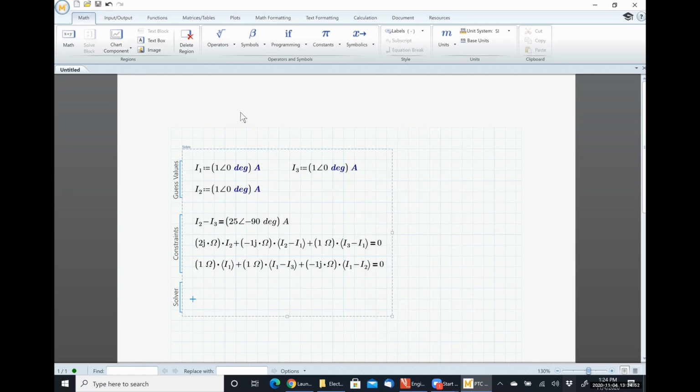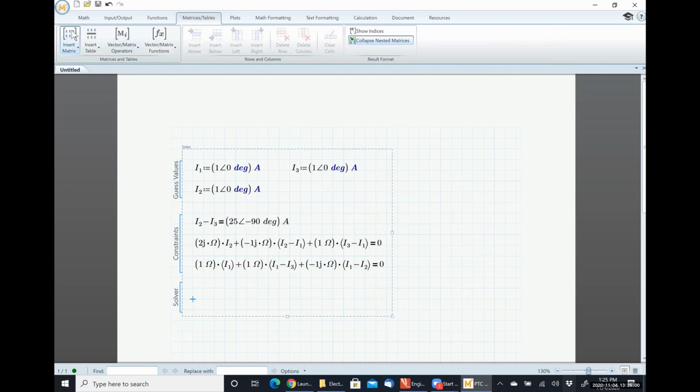We shouldn't get any errors. All right, so now what I'm going to do here is I'm going to drop in a matrix. You don't necessarily have to do this step. I'll explain why I do it momentarily. So I'm going to put I1, I2, and I3 here.